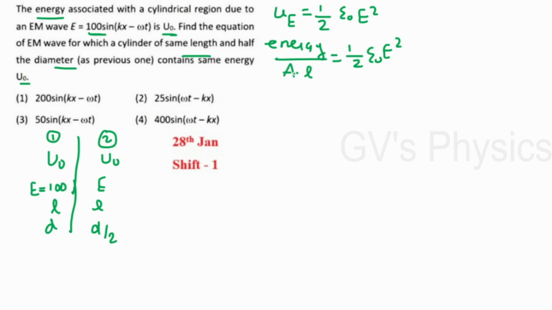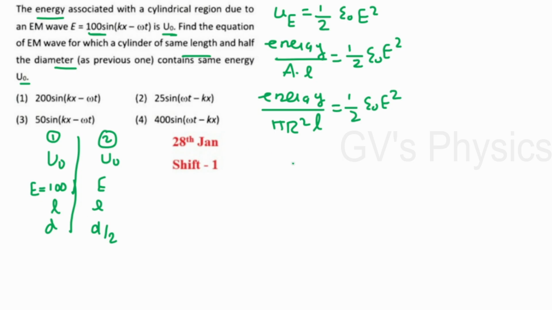So again we can expand the area, we can write it as pi r square. So in the place of A we can substitute pi r square into U is equal to half epsilon naught E square. Okay, so just we can compare the two conditions.